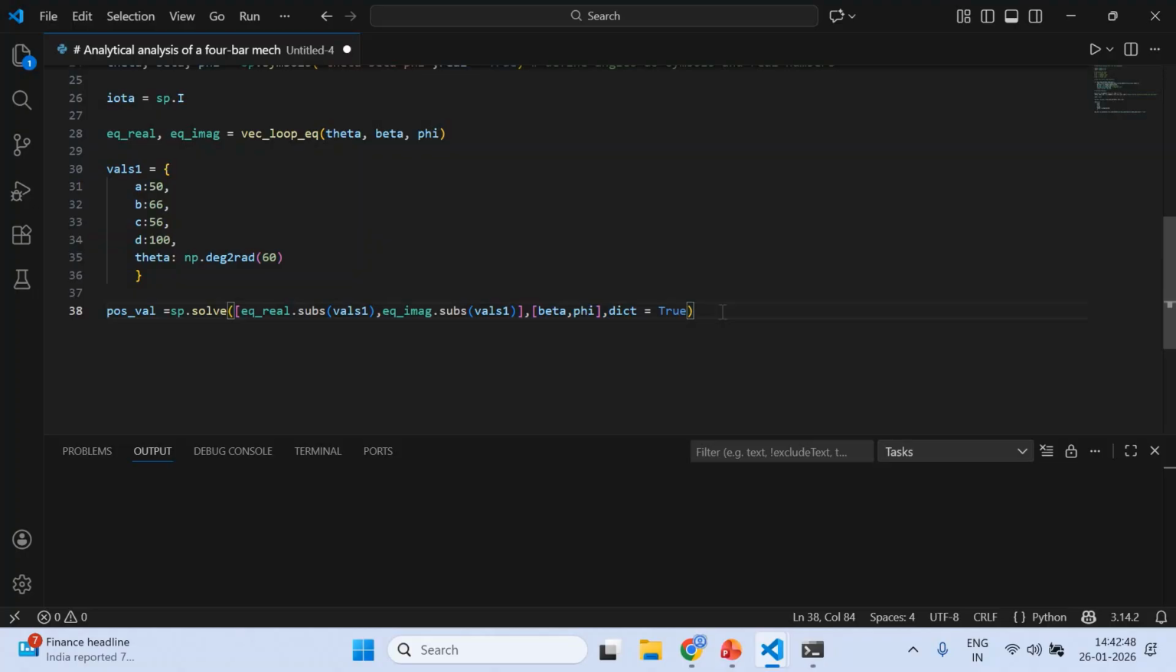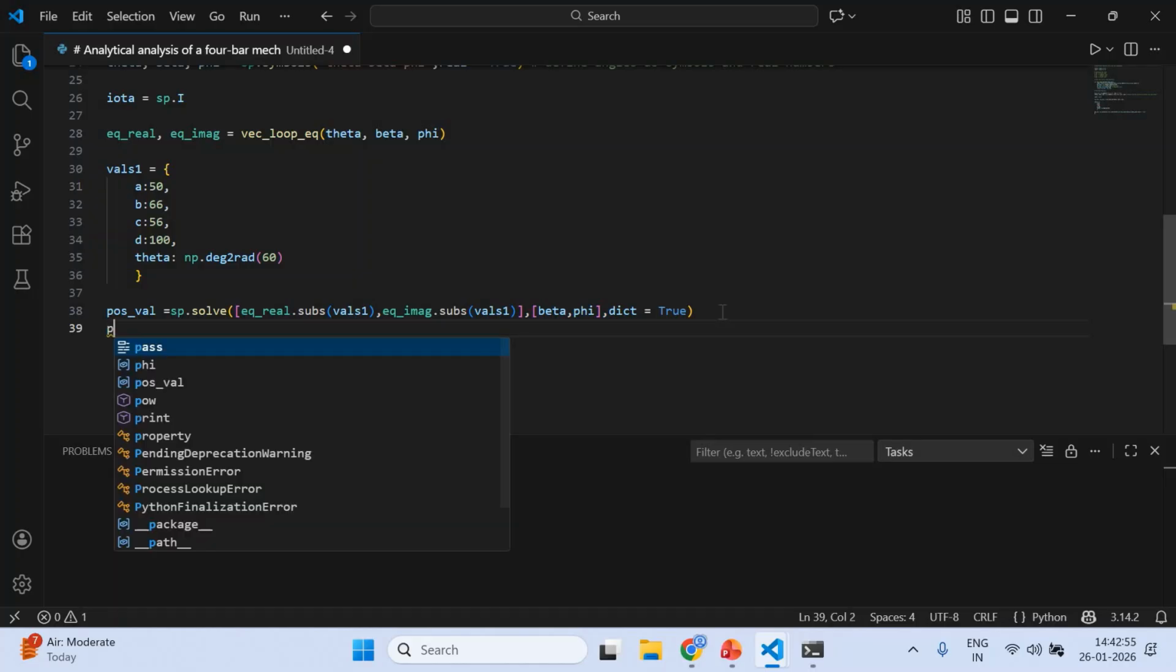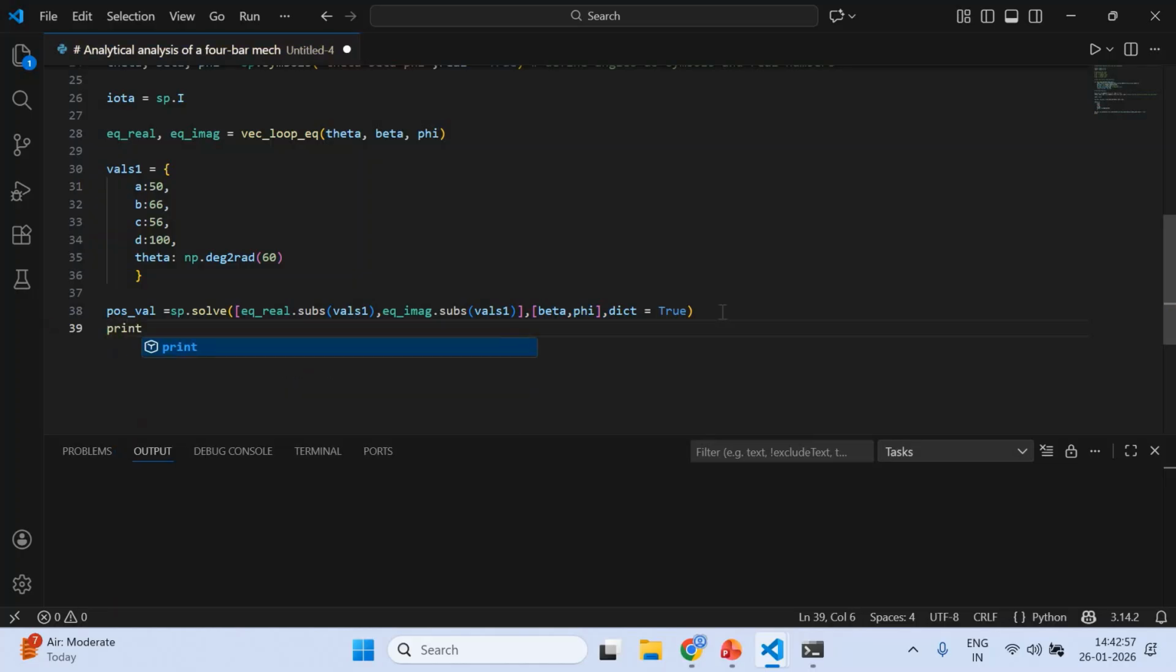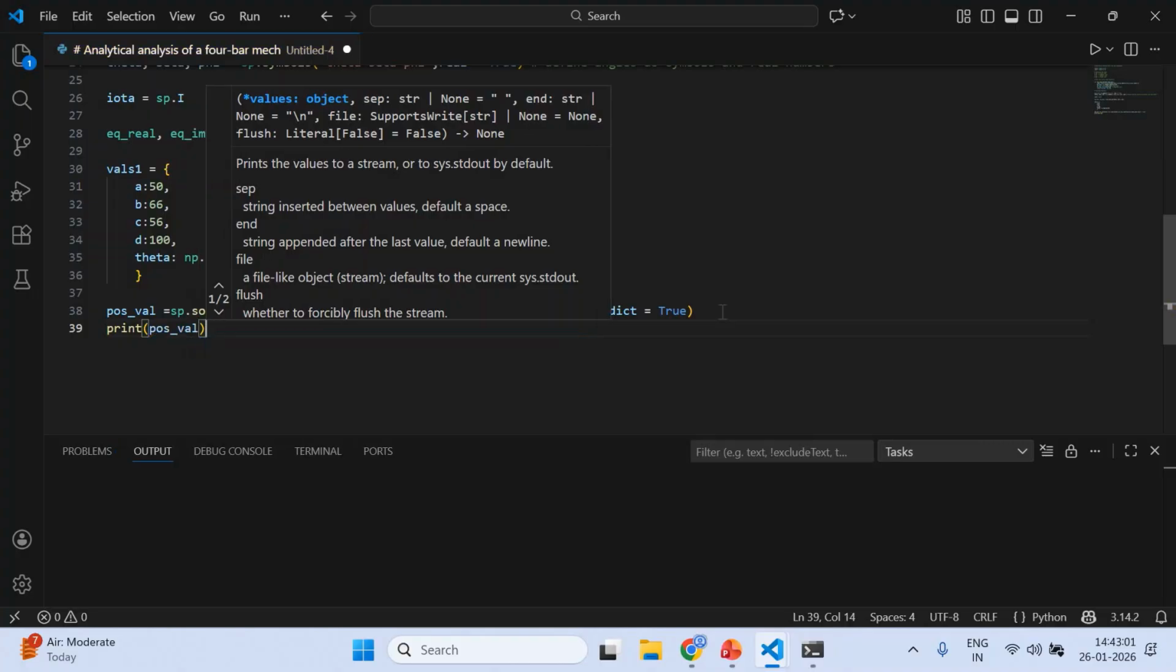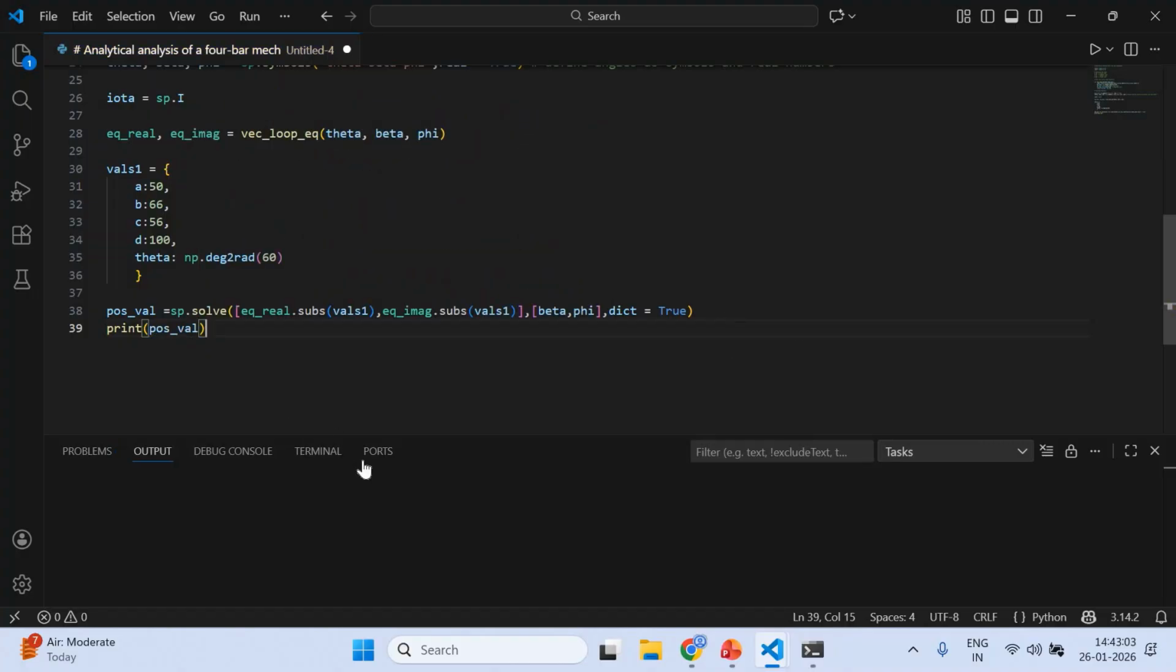So here we have this position value solved, right? After this, we will simply print to check this position value, whether we are getting the required values or not. So let us simply run this program here and quickly see the output. I will just click on this run code. Let's see what output we are getting.